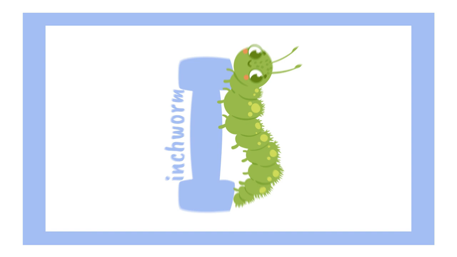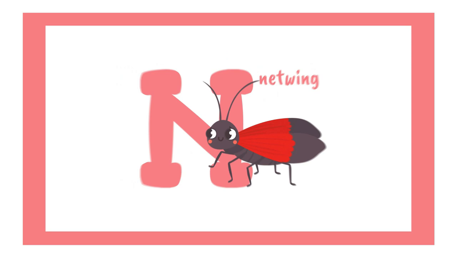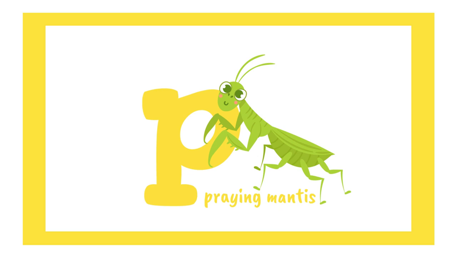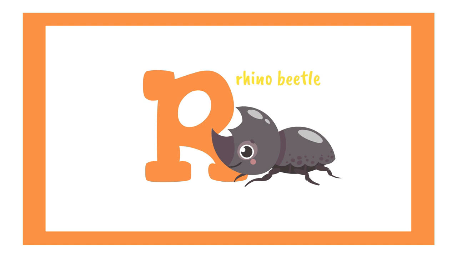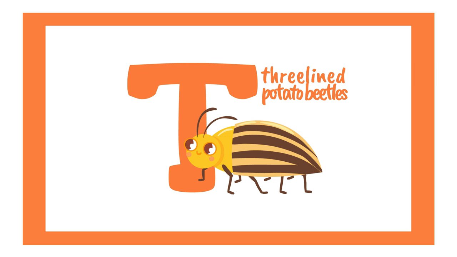K for Katydid. L for Ladybug. M for Mosquito. N for Gnatwing. O for Owlfly. P for Praying Mantis. Q for Queen Bee. R for Rhino Beetle. S for Snail. T for Three-Lined Potato Beetles.